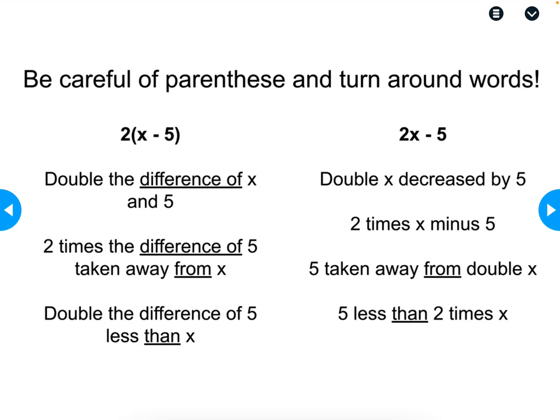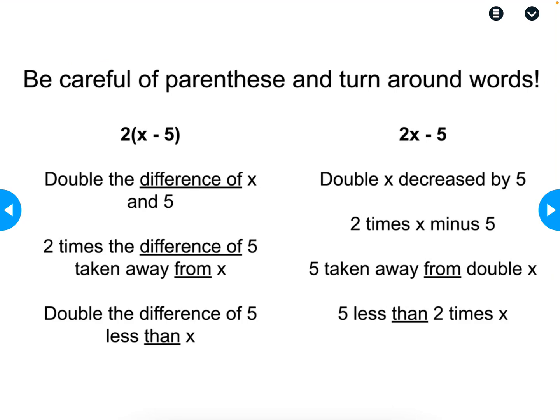So here's 2 examples of 2 expressions that are super close to each other. So in the first expression on the left, I have a 2 times the difference of x and 5. So there's a 2, parentheses, x minus 5. There's a couple different ways we could say that. I could say double means multiply by 2, the difference of x and 5. I could say 2 times the difference of 5 taken away from x. Now see, the from word switched around the order of the 5 and the x. And for that same expression, I could say double the difference of 5 less than x.